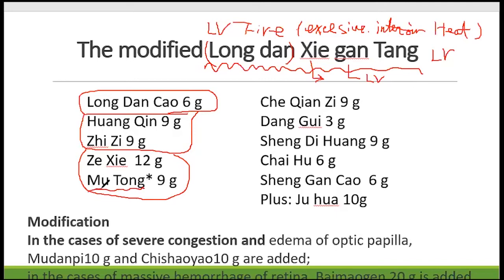If we can, we can change it to Tong Cao, because Mu Tong has some toxins. But if you can't find Tong Cao, don't use Mu Tong for the long term. So 9 grams is still okay to use, but not continually for a long time. About 3-5 days is fine, but not over 2 weeks. So that's basically it. And Che Qian Zi still promotes urination.